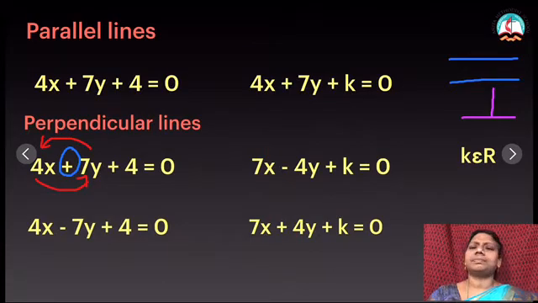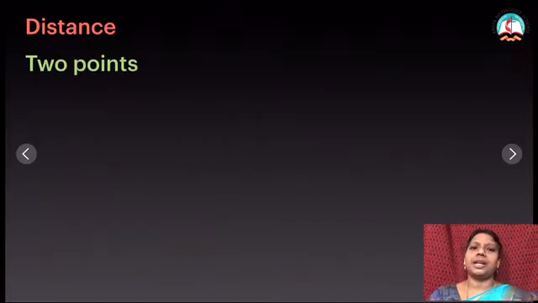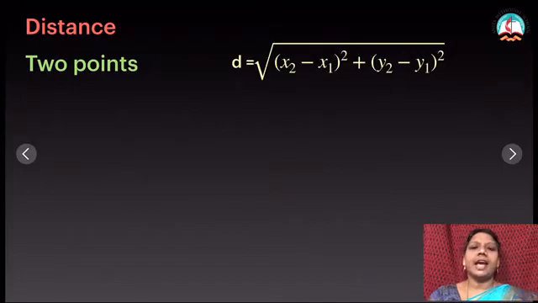Right? Okay. Next we talk about distance. Already you learned the distance between any 2 points. If I have 2 points and I want to find the distance between them, then I know the formula, that is root of (x2 minus x1) the whole square plus (y2 minus y1) the whole square.